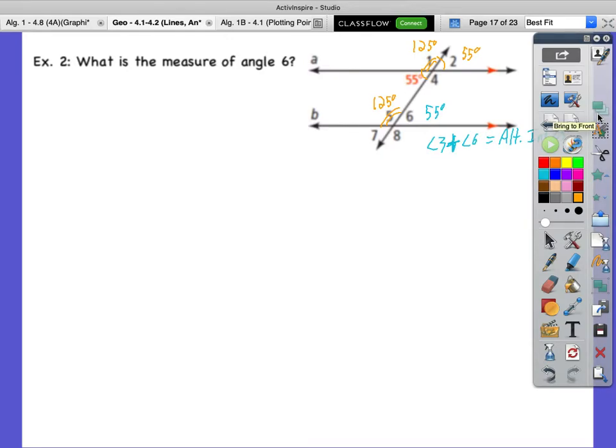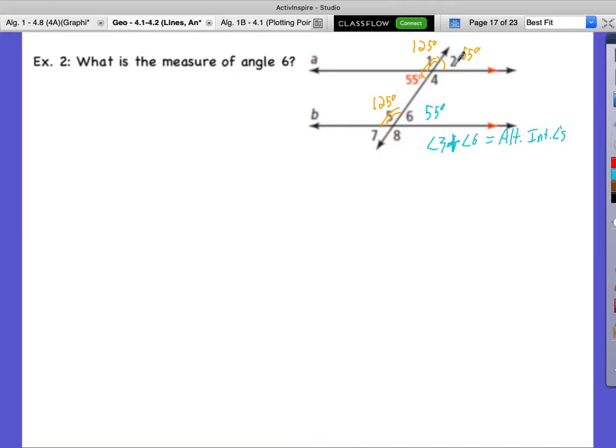Alyssa, what did you use? I used the vertical angles. Okay, so you said 5 and 2 are vertical angles. And then what did you do? Then 2 and 6 are corresponding. Okay, so Alyssa said, hey, 55 and this angle 2 are vertical angles, and then 2 and 6 are corresponding angles, so they're congruent.